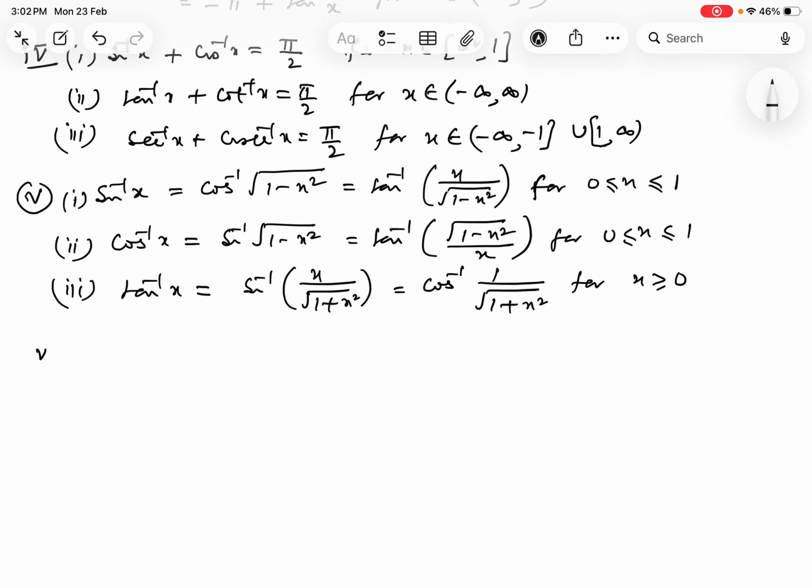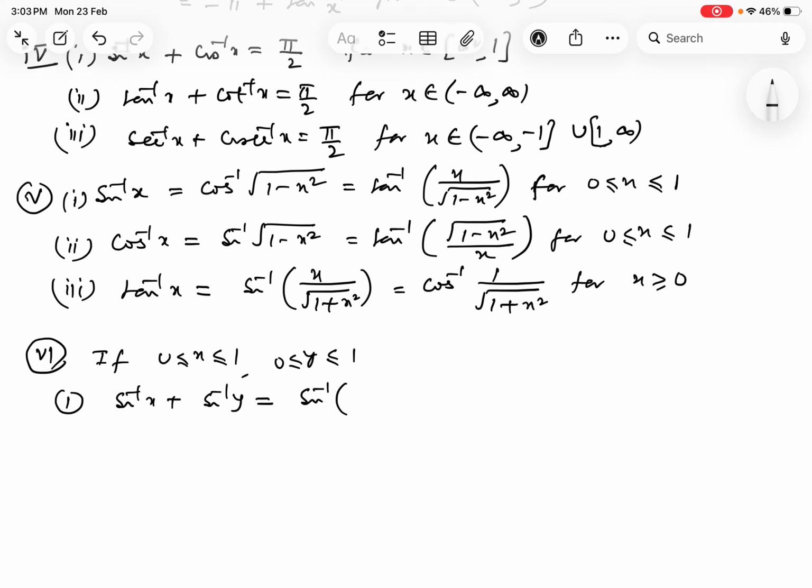Now in this sixth result, if x lies between 0 and 1, y is also between 0 and 1, then sine inverse x plus sine inverse y is always equal to sine inverse of x into root of 1 minus y square plus y into root of 1 minus x square, for x square plus y square less than or equal to 1.